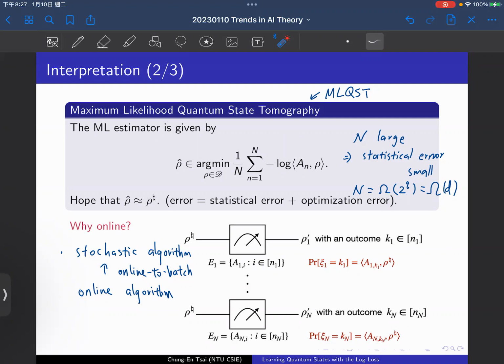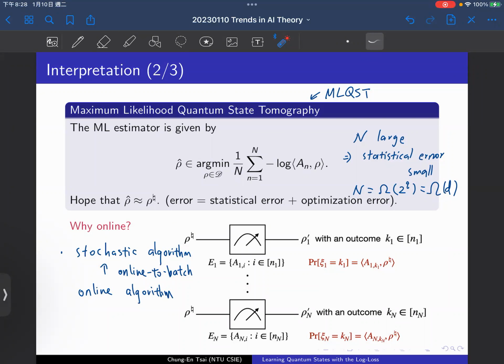And considering the online learning problem, which does not assume any probability distribution behind it, may be more suitable. Okay, this is an application of learning quantum states with the log loss problem. And why does the loss function look like this? This is because, in fact, this is the product of the probabilities, and we take the minus log.